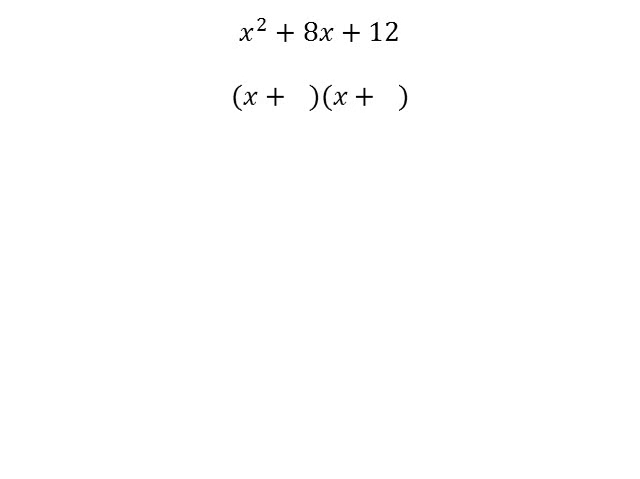So I think of other numbers that can multiply and give me 12. The next ones I think of are 6 and 2. So 6 times 2 does give me 12. And the question is, does 6 plus 2 give me 8 in the middle? And it does. 6 plus 2 is 8. So that means the two numbers that go here are 2 and 6. It doesn't matter which one you put first and which one you put second, so long as you have 2 and 6. And that's all you have to do to factor this expression.